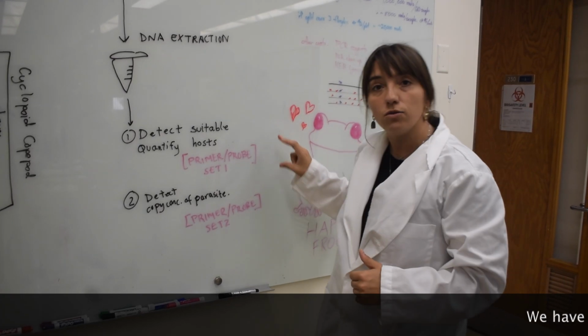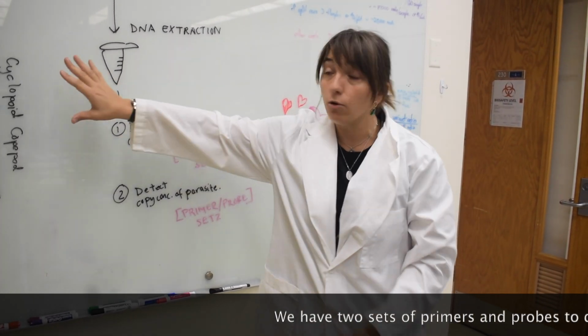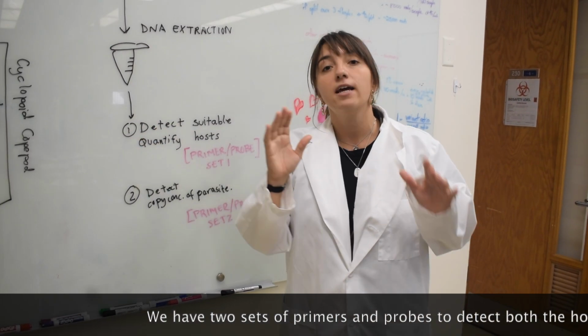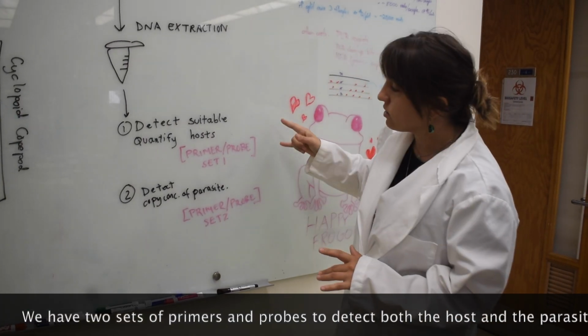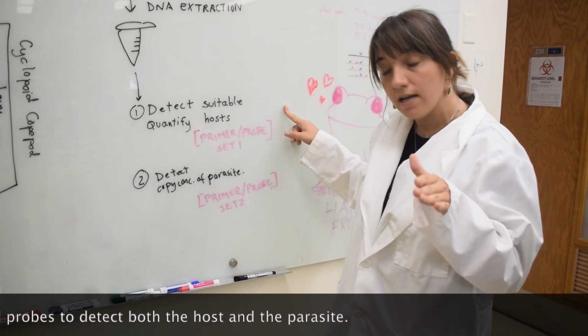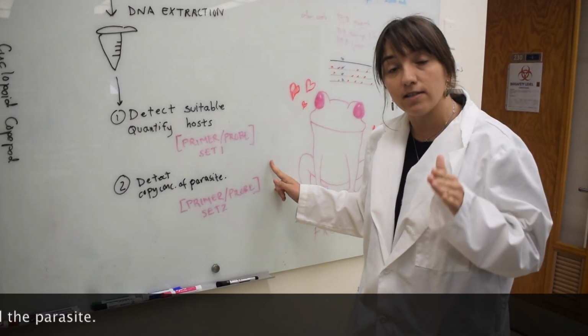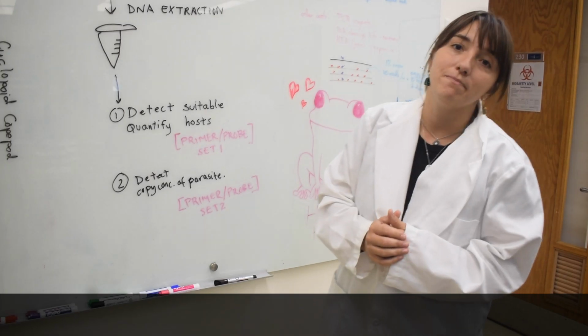We've designed two sets of primers and probes in order to detect both the host and the parasite in this ddPCR framework. Specifically, we have a primer probe set for cyclopoid copepods, and then we have a primer probe set for the parasite Schistocephalus solidus, which is a helminth tapeworm.